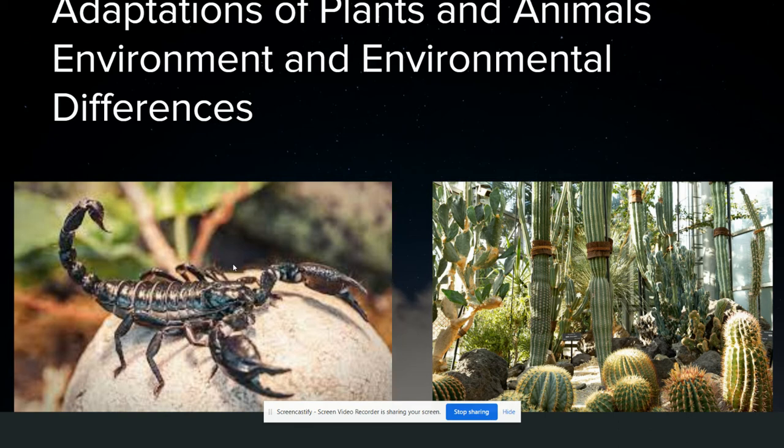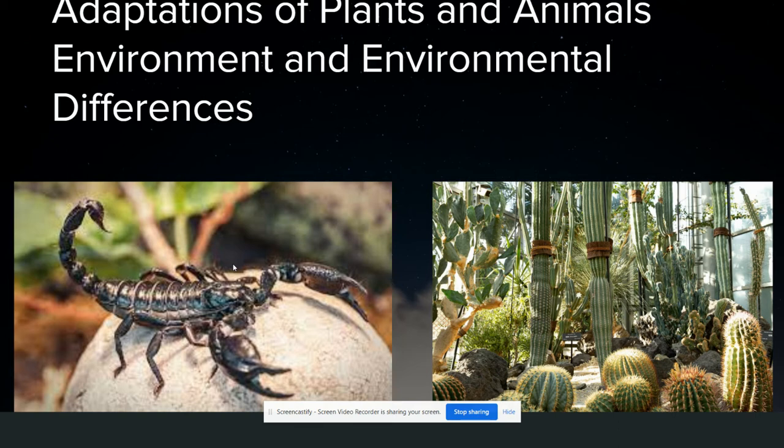The scorpion also has a behavior. It burrows, it goes into the sand or underground to protect itself from the intense heat. Those are examples of adaptations, traits that help the organism survive in a particular environment.